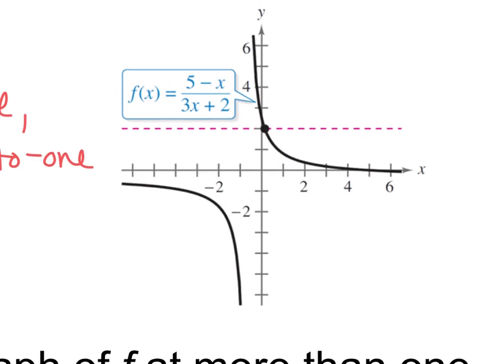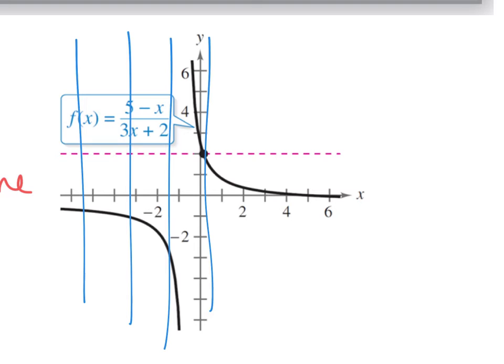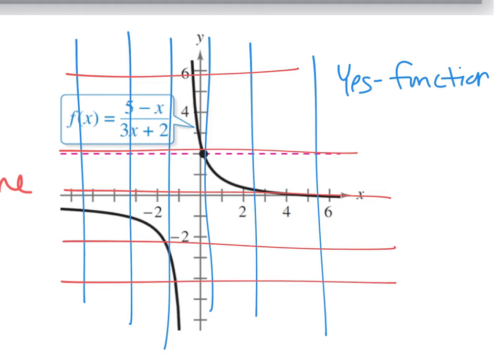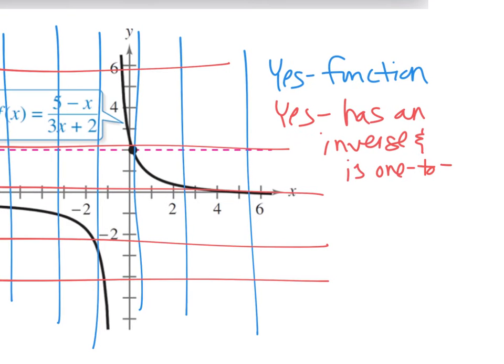Here's an example that is a function and it has an inverse. So we can check our function going straight up and down, right? There's no points that cross more than once going straight up and down. And going side to side, there's no points where the graph would cross more than once. So yes, this is a function because of the vertical line test in blue. And then yes, it has an inverse and is one-to-one, because it passes the horizontal line test as well.